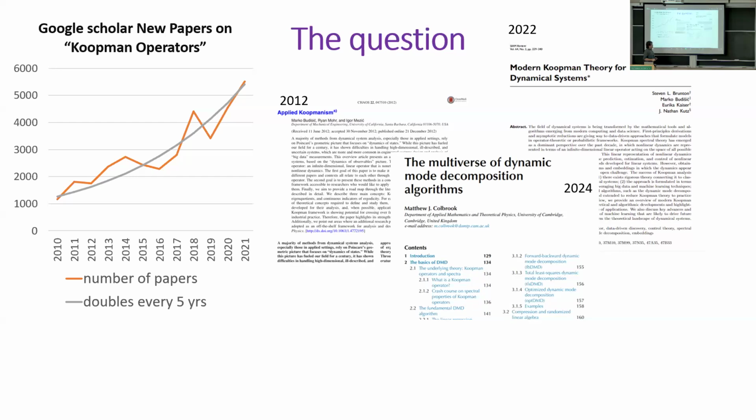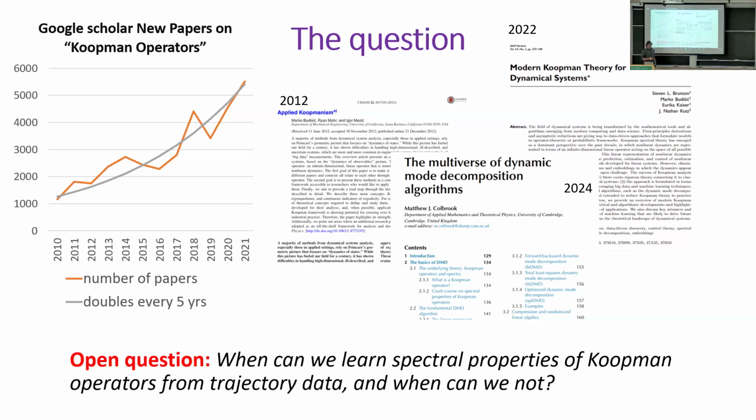Okay, so there's all of this stuff going on, but at the moment there's really an open question that hasn't been addressed yet, which is, when can we learn spectral properties of Koopman operators from trajectory data, and when can we not? So this part in particular is perhaps difficult to answer. Okay, so the goal of this talk is to try and go some way to answering this question, and to present to you a classification tool that allows you to answer this question, but also do things like prove that your algorithms are optimal.